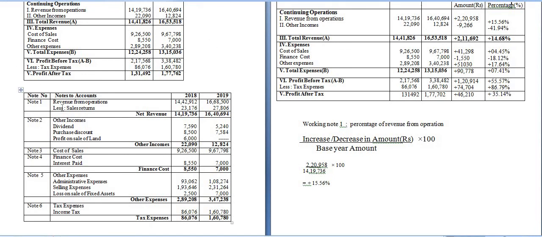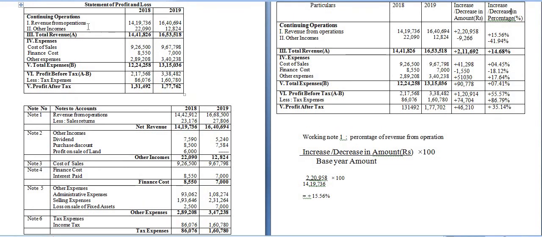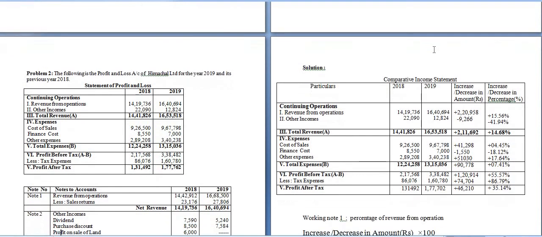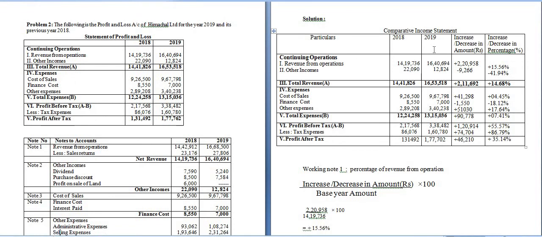So here in the notes, the details of this information are given. Whatever information is presented in the financial statement, details of that are given in the notes. So you have to refer to the notes as well as the profit and loss account statement, and with the help of that we have to prepare the comparative income statement. Okay. I hope you have understood. So this is the problem and here is the solution.